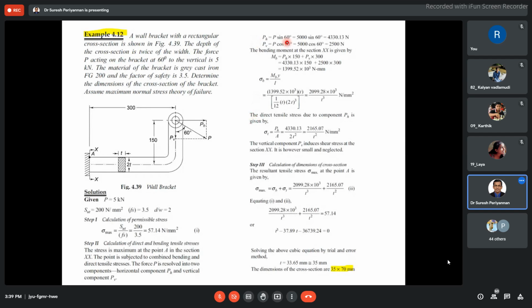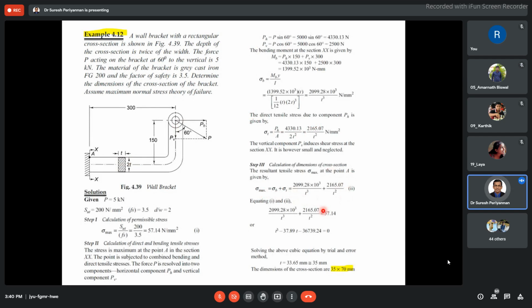PH. Yeah, exactly, PH, because the axis is parallel to PH. Then PH by A, where A is going to be given as 2T into T, so this also is in terms of T. Now here this is the bending and this is the tensile. Apply the superposition concept: for finding sigma max, sigma B plus sigma T. Finally, both components are in terms of T.